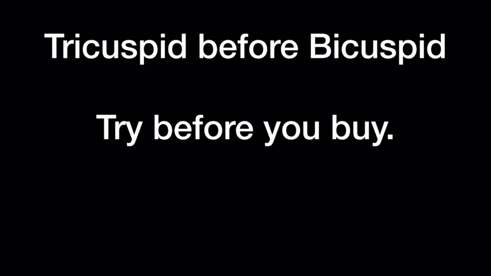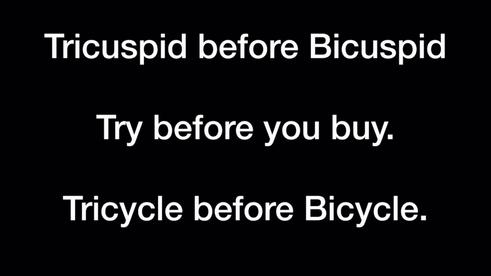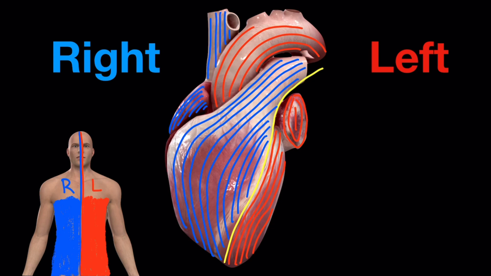So let's look at the actual key points that we have here. Tricuspid before bicuspid. Just remember, you try before you buy, or you ride a tricycle before you ride your bicycle. Hopefully that memory aid will help you as we're talking about our different valves in the heart.